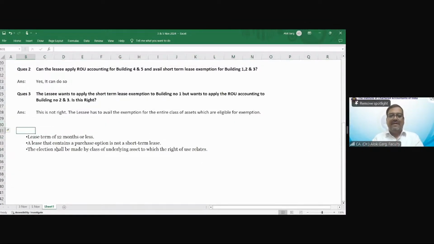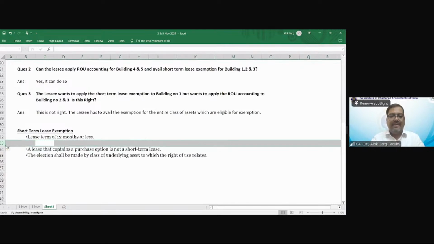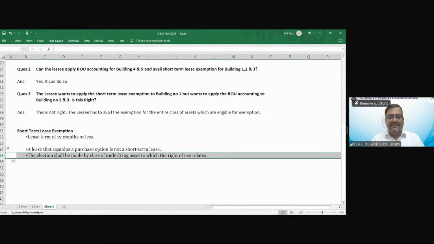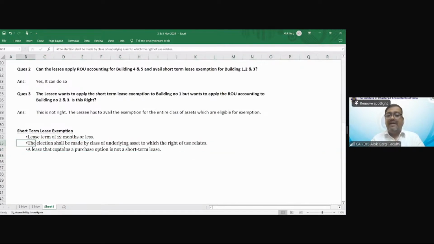So, the short-term lease exemption: what is that? The lease term should be 12 months or less. The election shall be made by class of underlying asset to which the ROU relates. A lease that contains a purchase option is not a short-term lease. Question.